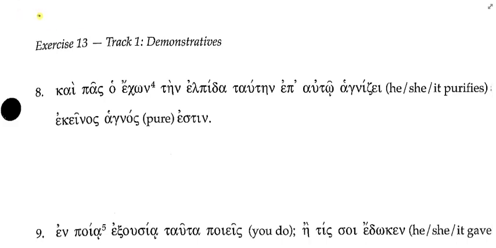First things first. Let's talk about the pas here. So we have pas ha echon. What's pas mean? All or each or every. Good. Now we have to combine it with ha echon because pas is an adjective, right? So every. Does he tell you how to translate ha echon? Yeah, every one who has.